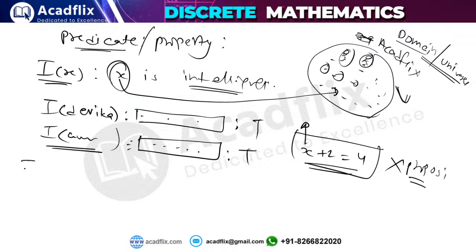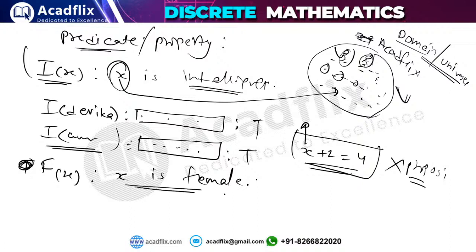For example, I can define a new predicate. Remember, this is called a predicate. I can define a new predicate, F of x: x is female. Now you can see in this domain we have some males and some females. So some students will satisfy this predicate, some will not. For example, F of Devika is true, F of Amandeep is false. So this is also a predicate, and this is how we define a predicate.